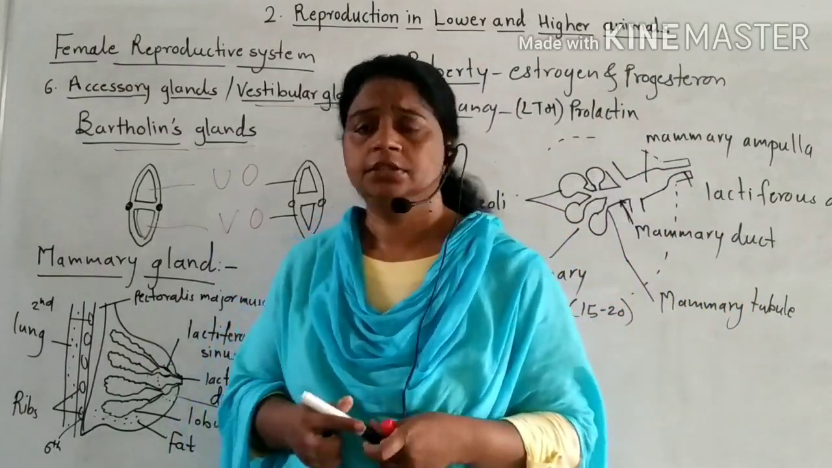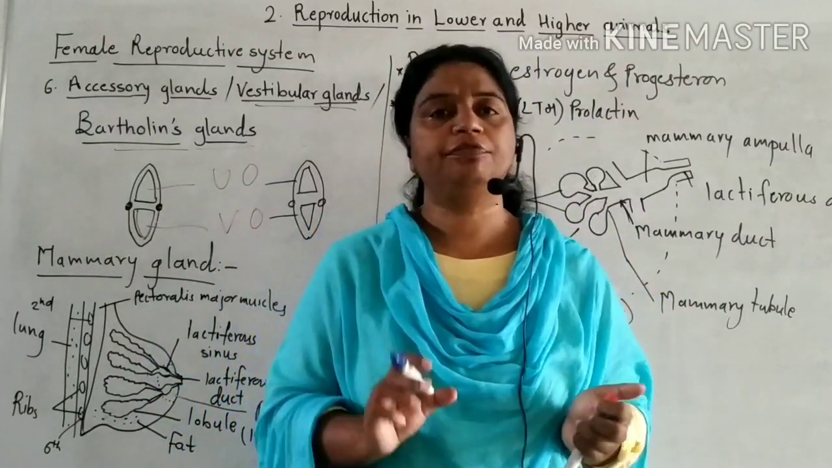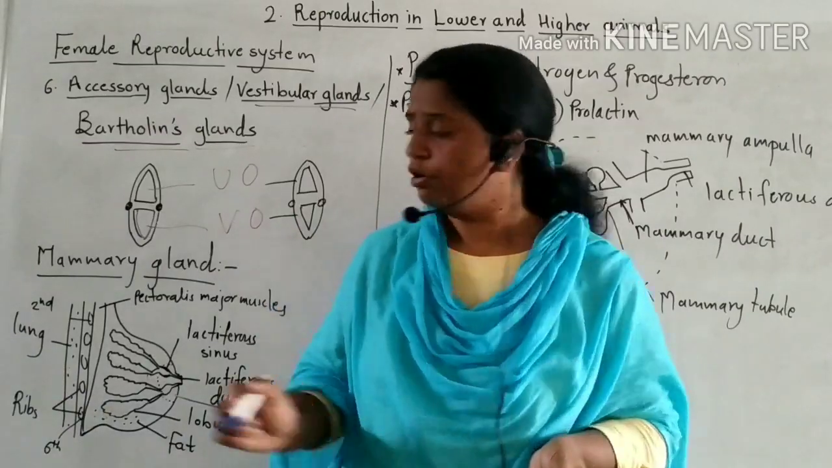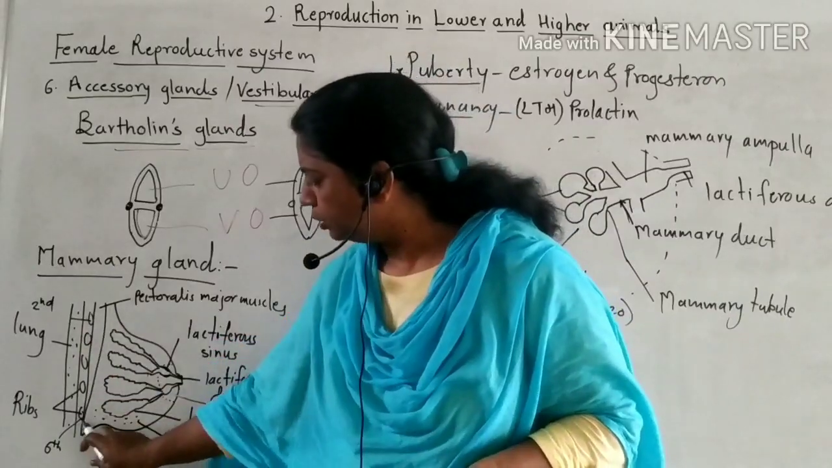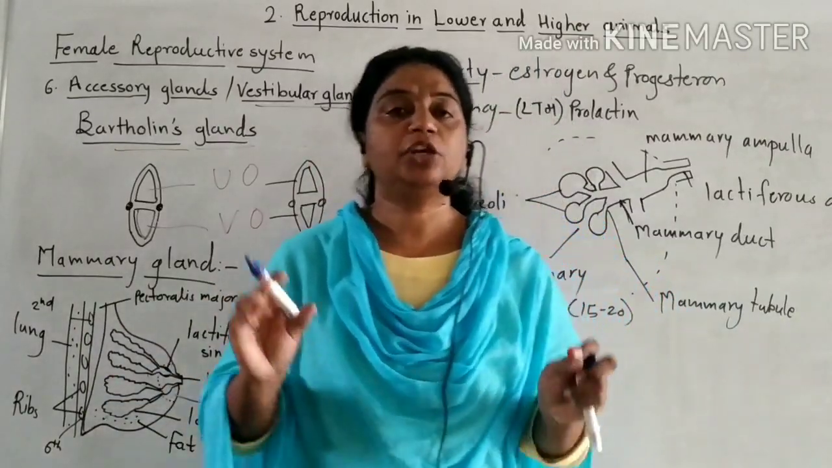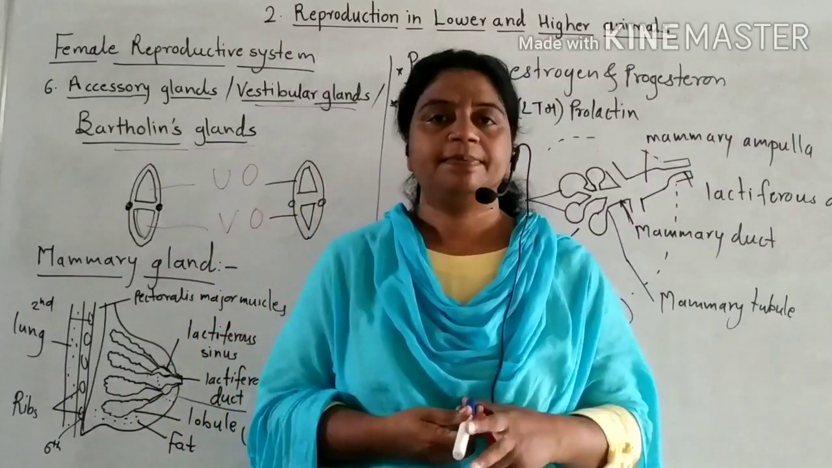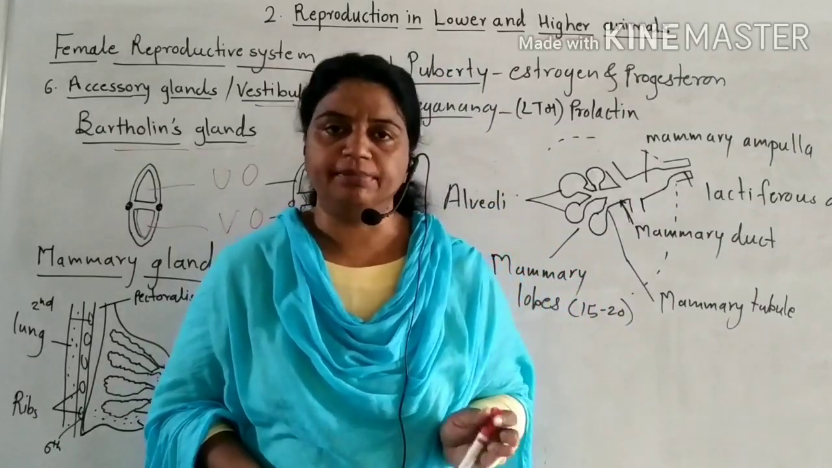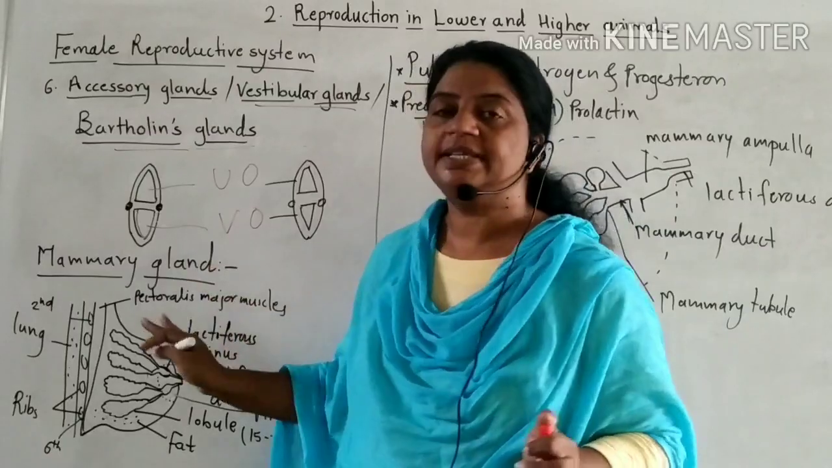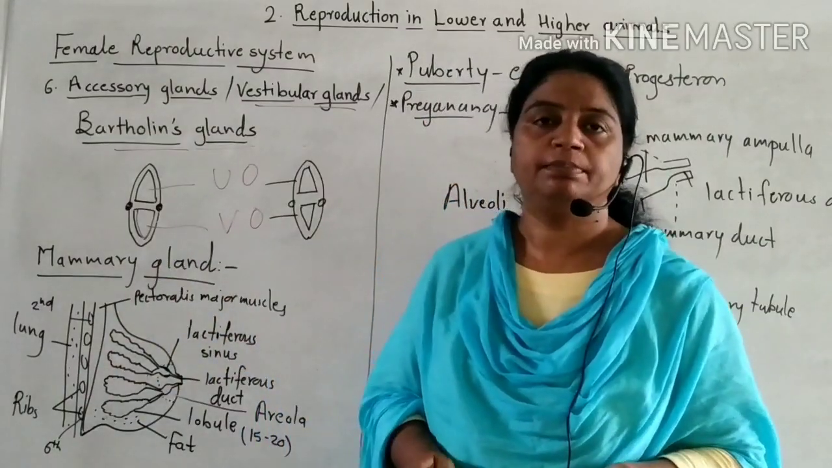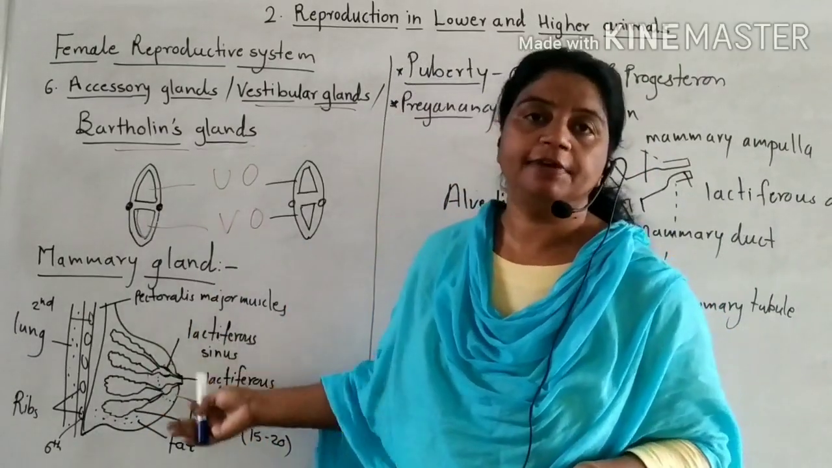Where is it present? This rounded bulging structure is present on the anterior side of the thorax in the pectoral region, from the second rib to the sixth rib. And what is the function? Production of milk and release of milk. It is a modified sweat gland and it is present in the subcutaneous tissue of the breast or chest. It has fatty tissue and lactiferous tubules.